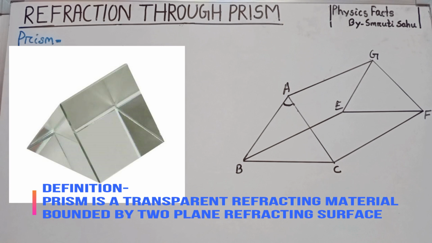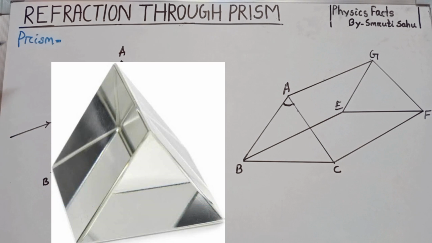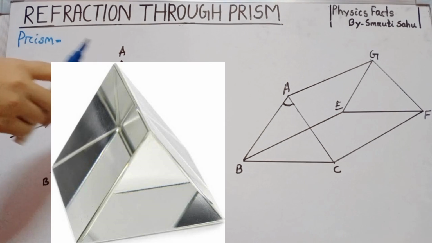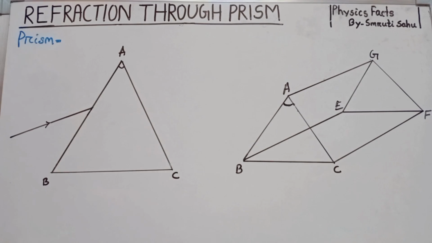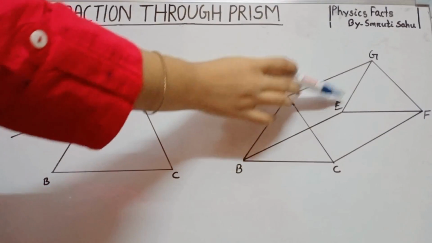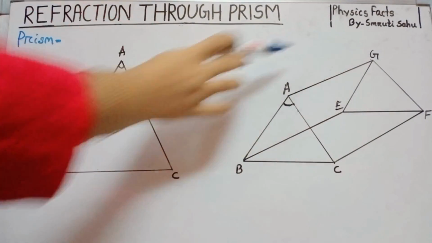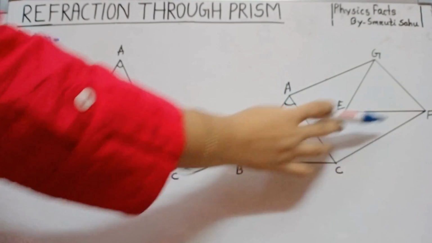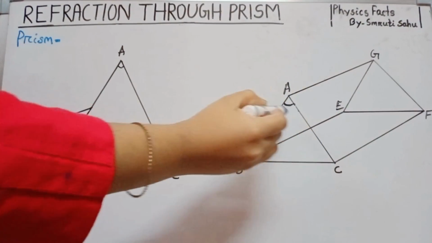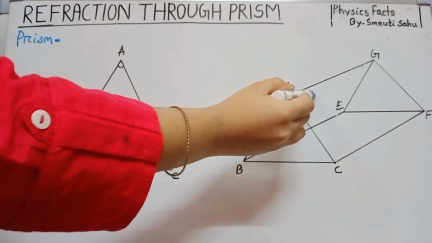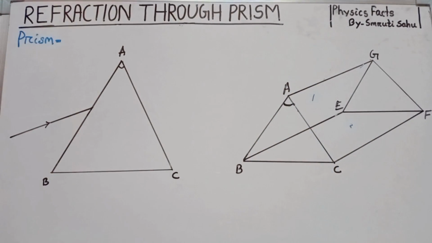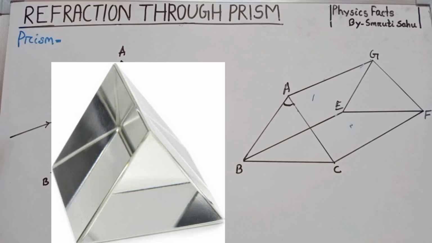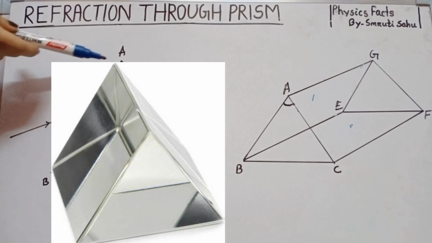You saw in the diagram, also in the picture, that two plane refracting surfaces are inclined with each other, like one face, that is ABEG, one refracting surface, and ACFG, another refracting surface. This one is one refracting surface. ACFG, this one is the second refracting surface, which you see in the picture also.